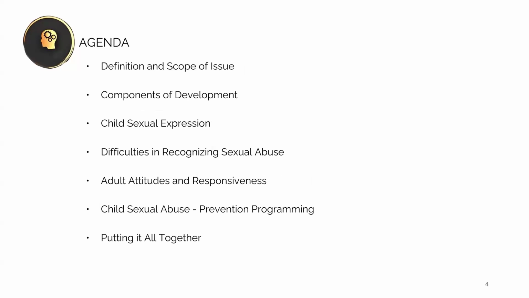We're going to be going over the definition and scope of the issue, followed by the components of development, go over some of the atypical and typical child sexual expression. We'll talk about some difficulties in recognizing sexual abuse, our attitudes and responsiveness towards children. And then towards the end, we'll cover prevention programming, and then we'll put it all together as we wrap up.